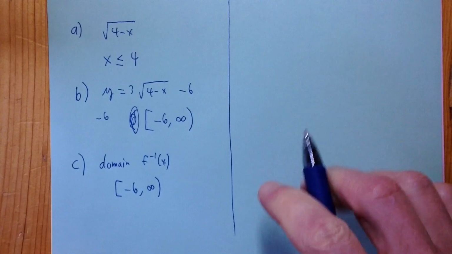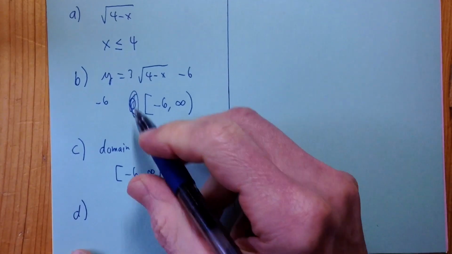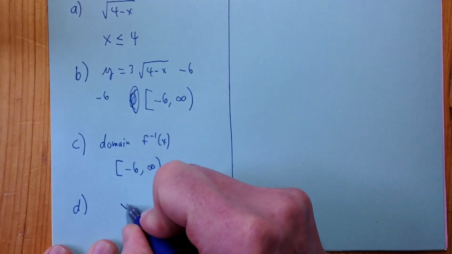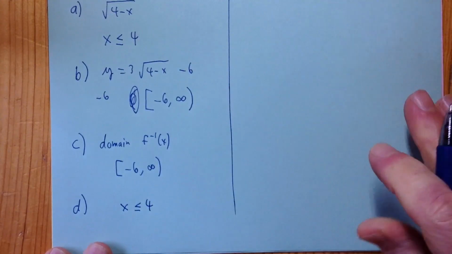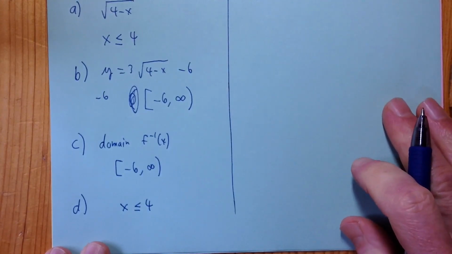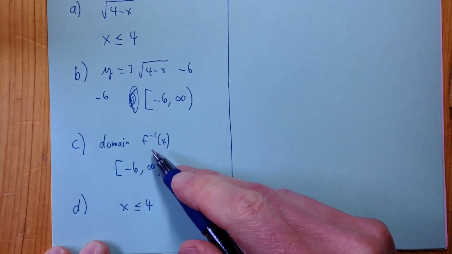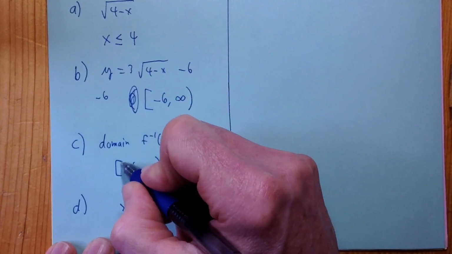And the range is just the domain of the function, so it would be x less than or equal to 4. So all you gotta do is switch them. The domain, oops, did I get that mixed up? C is the range is the domain. I got that mixed up, looks like.